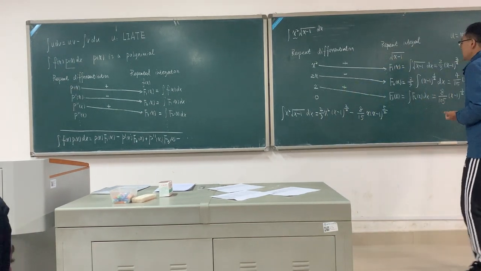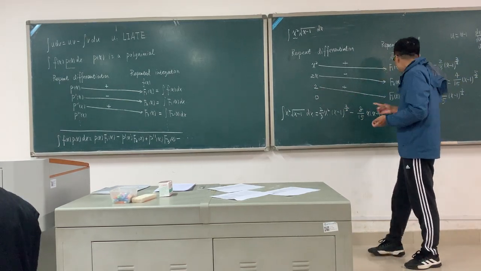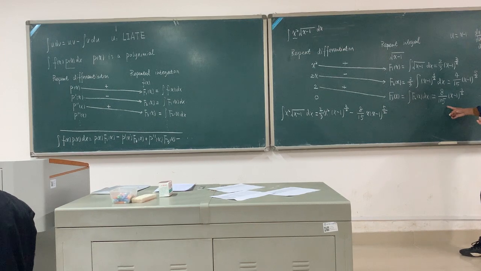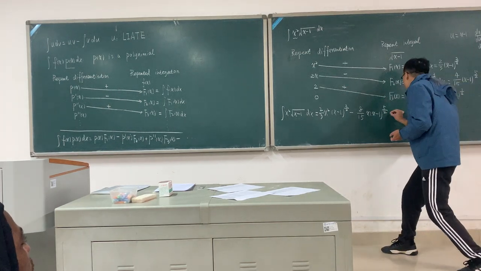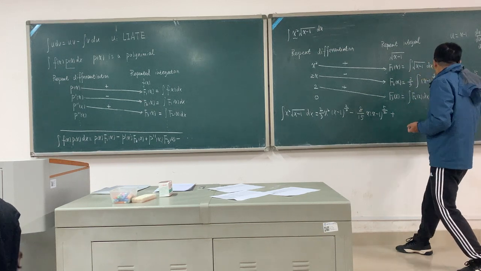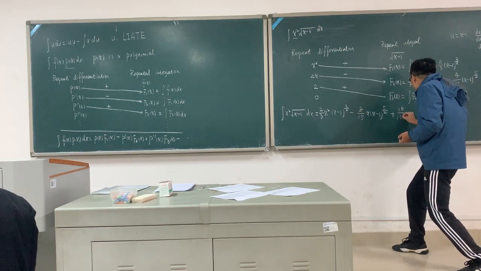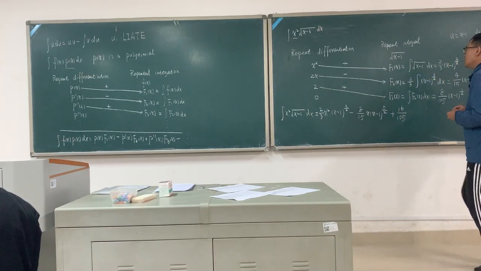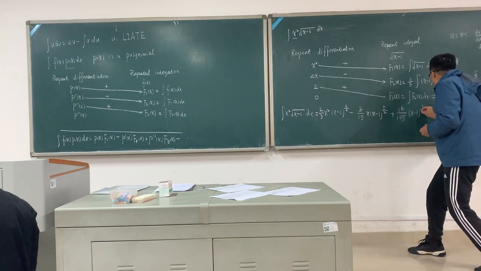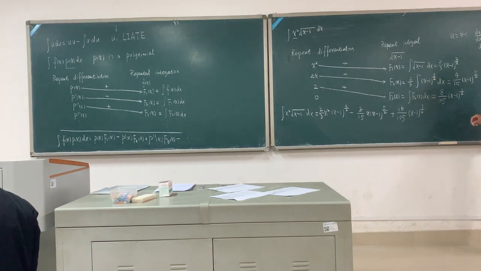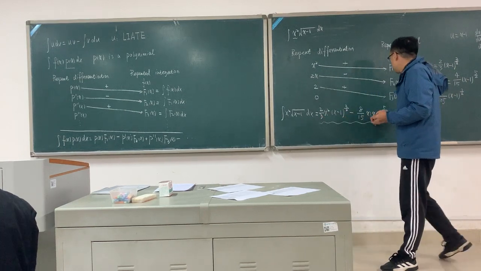So this is the second. The third is 2 times this function, so here is plus 2 times, so here is 16/105 (x minus 1)^(7/2), okay? So this is the result.